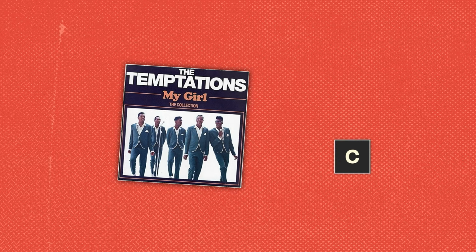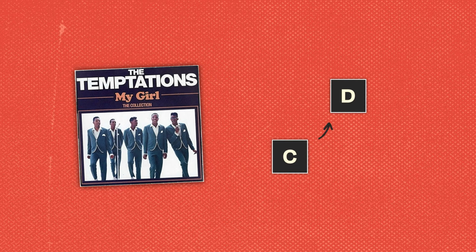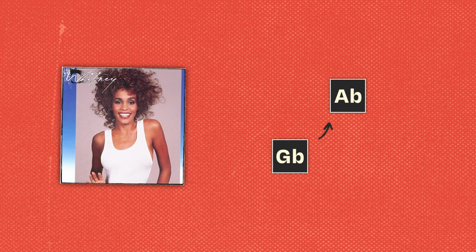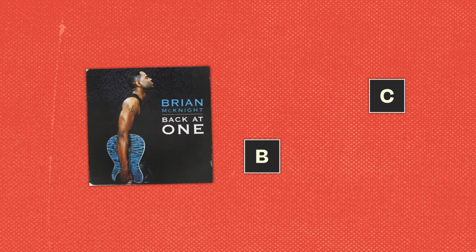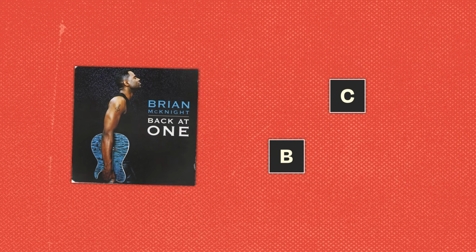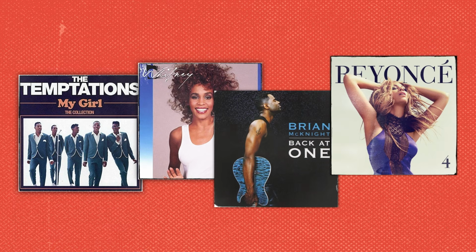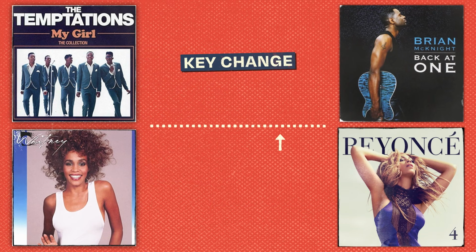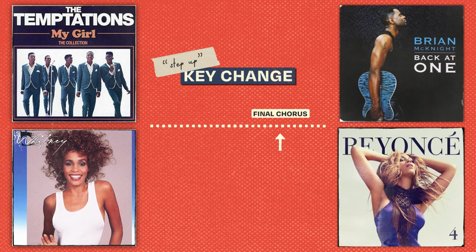My Girl by The Temptations goes up a whole step. I Wanna Dance with Somebody by Whitney Houston goes up a whole step. Back at One by Brian McKnight goes up a half step. They all go up one step. And you know what else all those songs have in common? The key change happens towards the end of the song, often right when the last chorus hits.